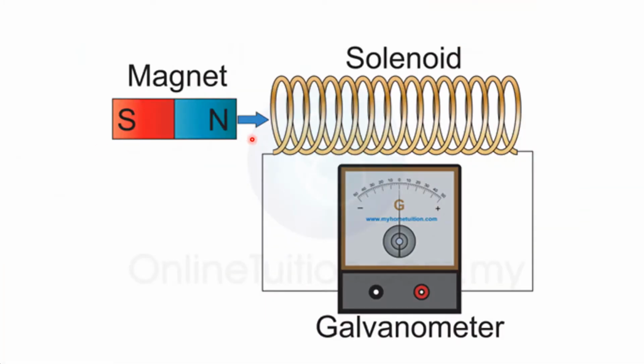Here is a solenoid, a coil of many turns of insulated copper wire wrapped in the shape of a cylinder. The two ends of a solenoid are connected to the galvanometer. A galvanometer is a device that measures the magnitude of electric current passing through this solenoid. It can also show the direction of the current. As you can see, here the reading is 0.